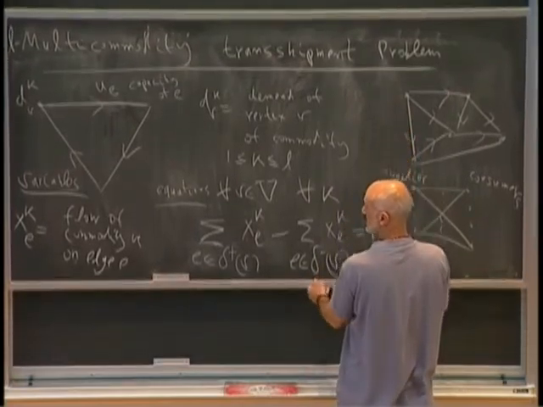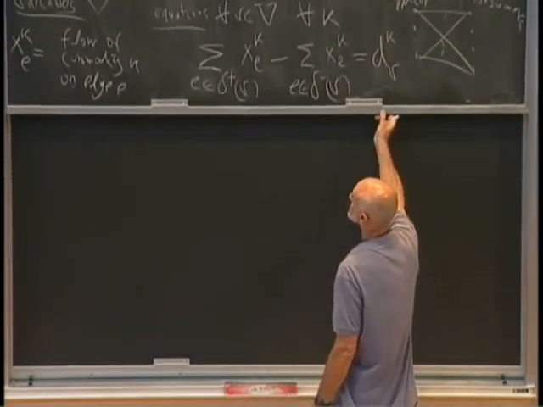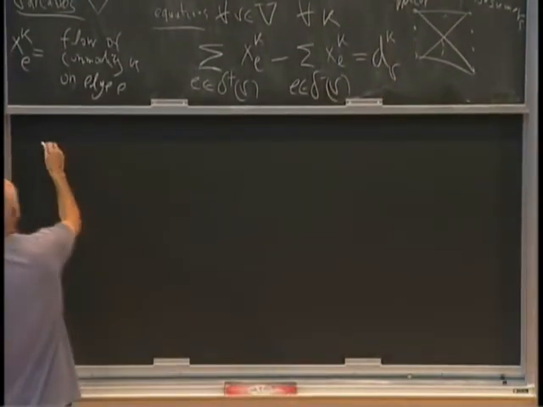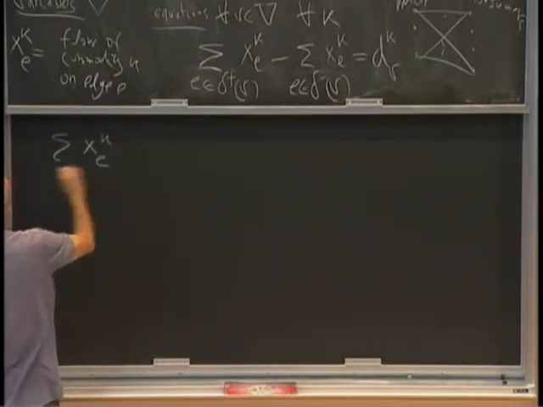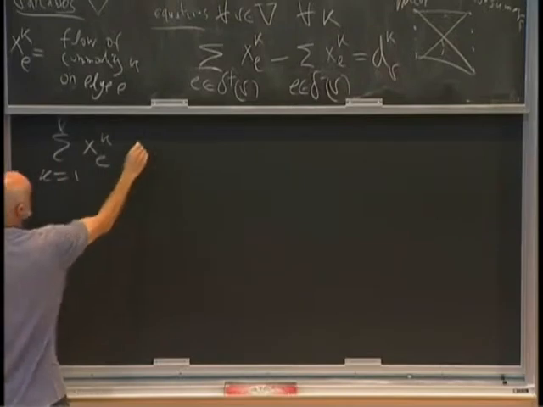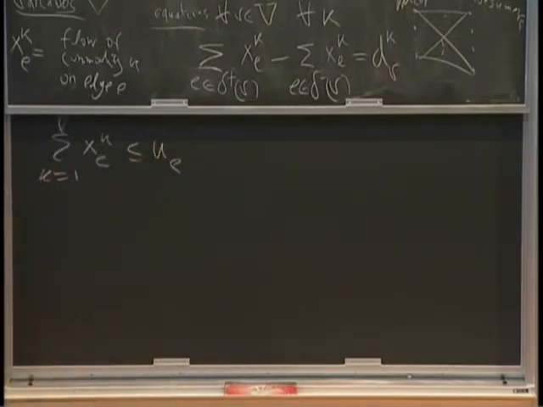Okay, maybe I should simply give an example. And then we should also have the sum of all commodities not exceed the capacity of that edge. This is something we had before.